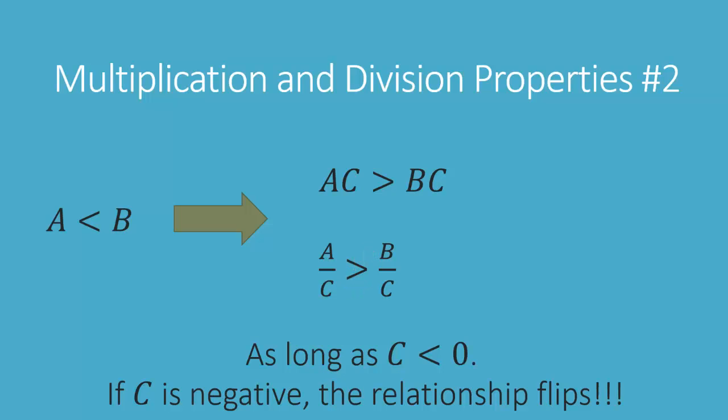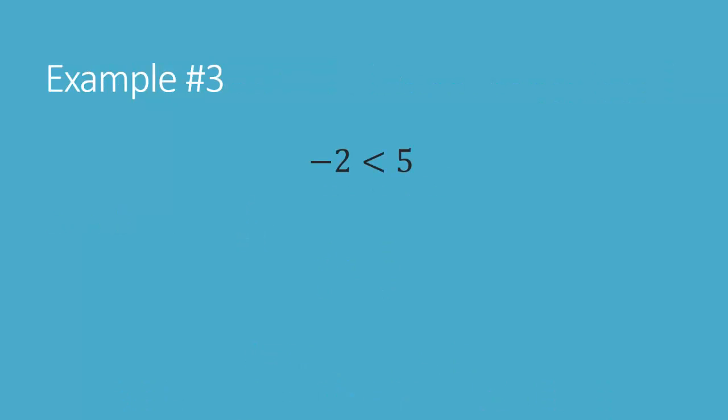Now, it may not make a whole lot of sense, so we're going to look at this with a very simple example. Let's look at -2 less than 5. We're not looking at variables here, we're just stating -2 is less than 5. That is true, and you can look at it on a number line. If you multiply both sides by 8, which is greater than 0, what you get is -16 less than 40. That is still true. Since we multiplied both sides by a positive 8, the relation never changed.